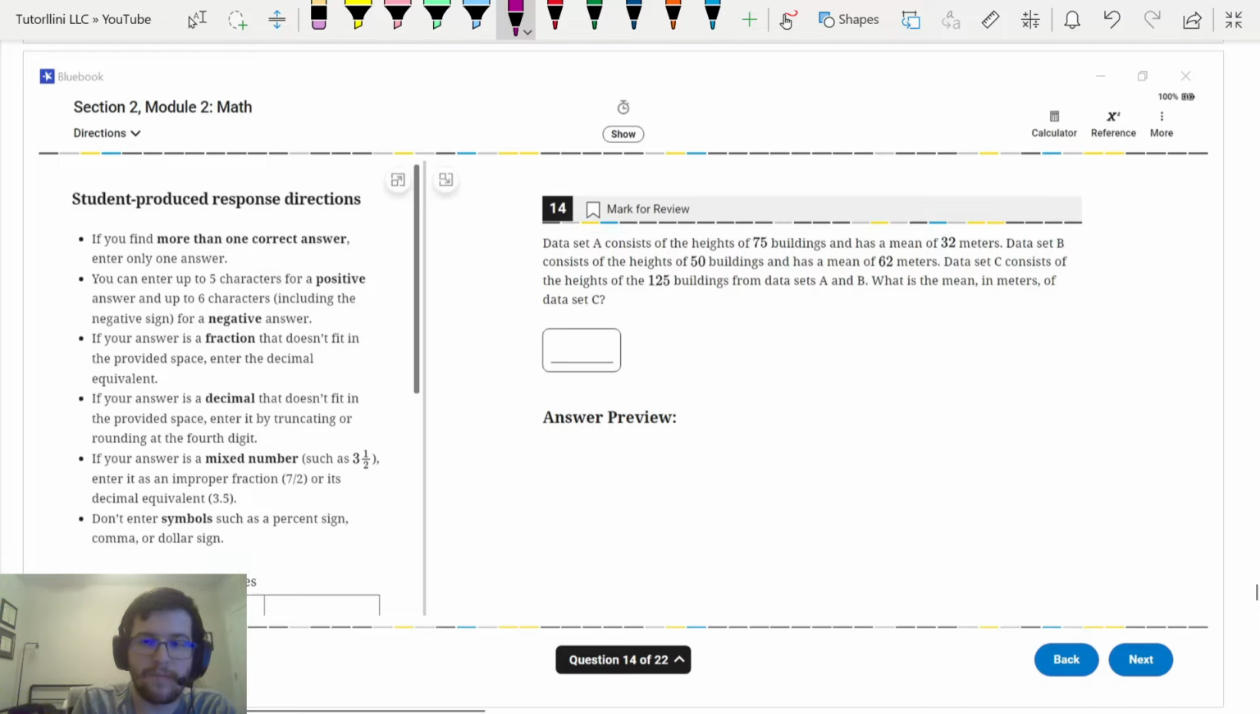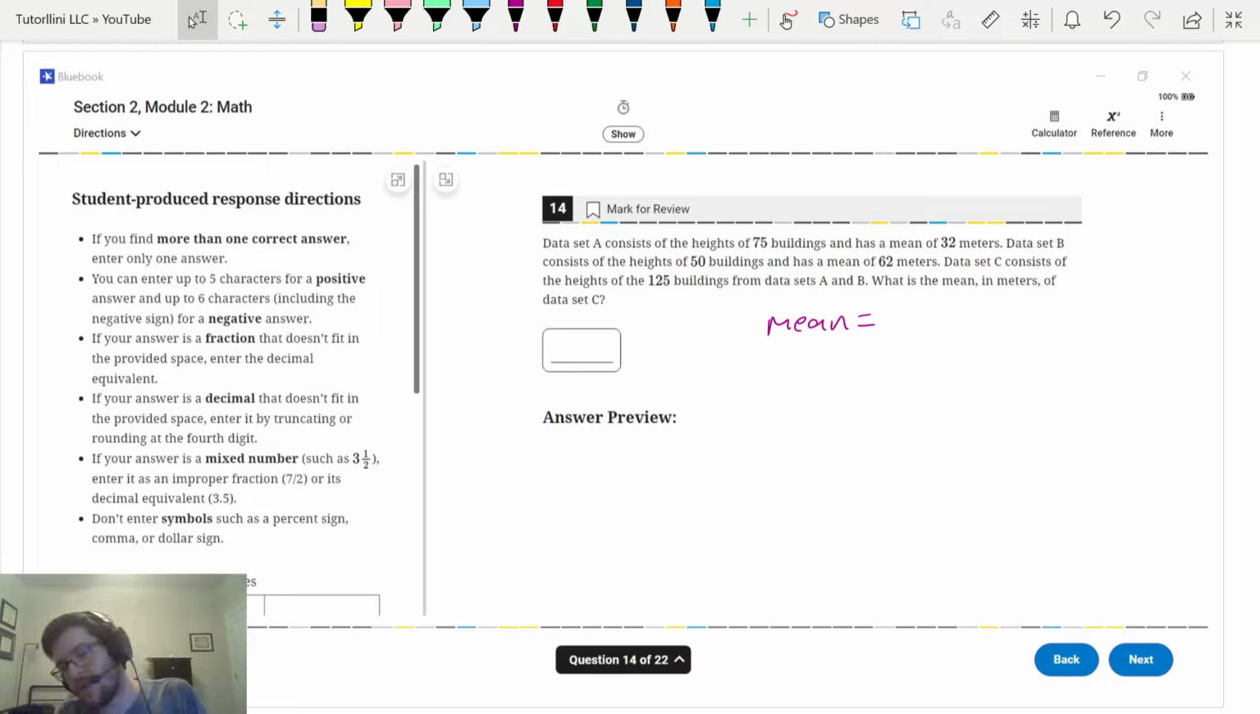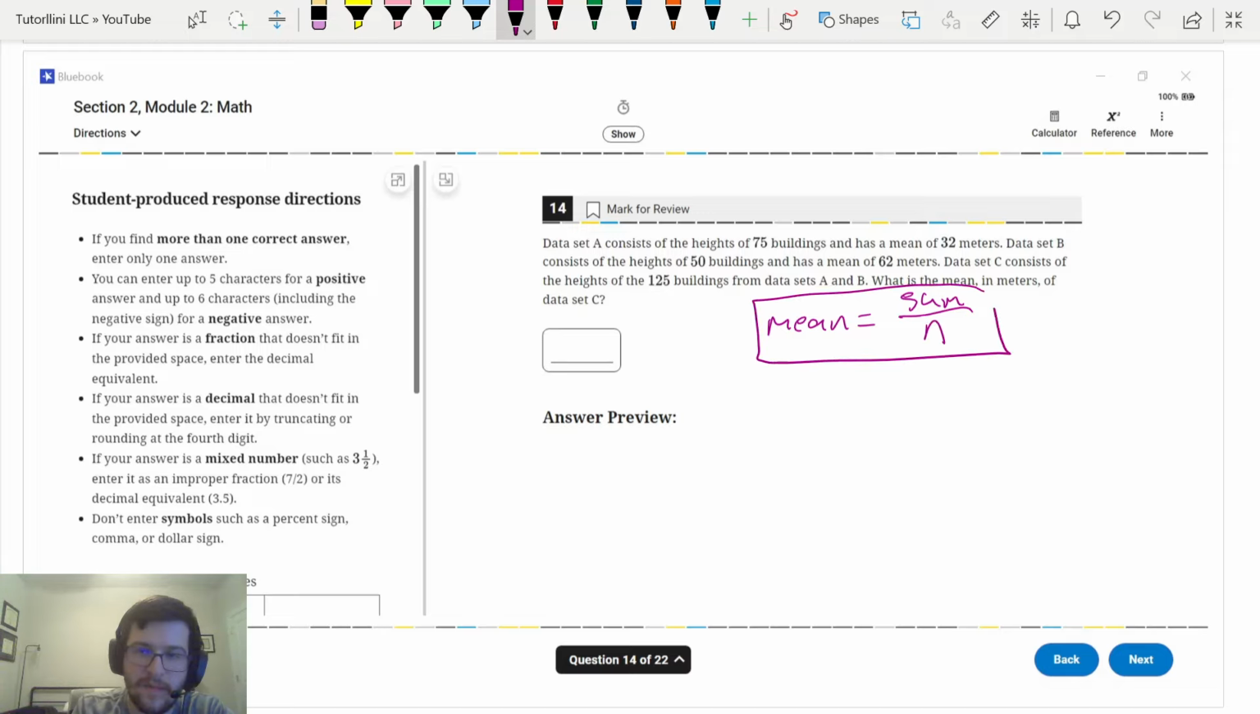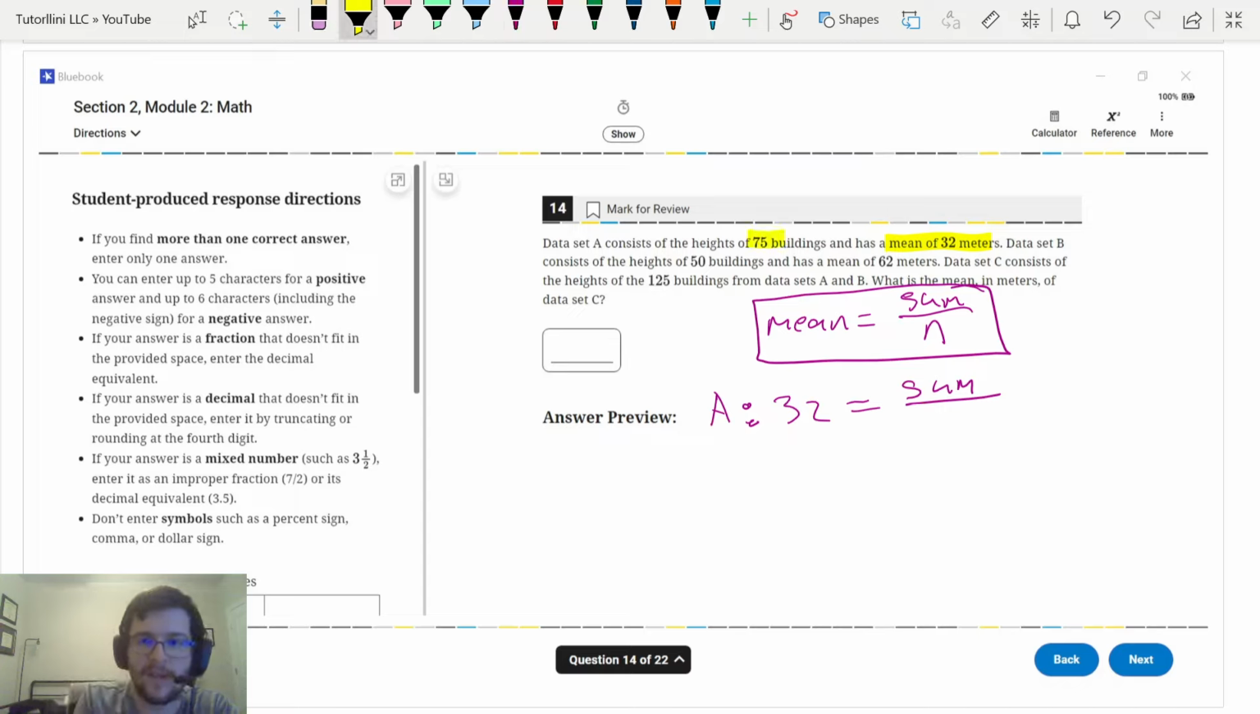Okay, so they ask lots of questions like this on the ACT, but this is kind of new for the SAT. They don't do this a lot. So mean is equal to sum divided by n. N is the sample size, it's the number of data values. So for data set A, they tell us that the mean is 32. They don't tell us the sum, and they tell us the number of data points is 75.